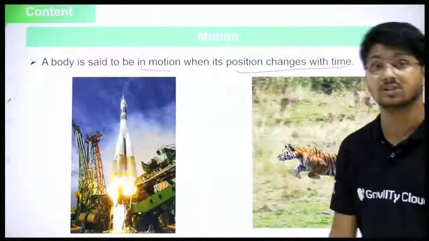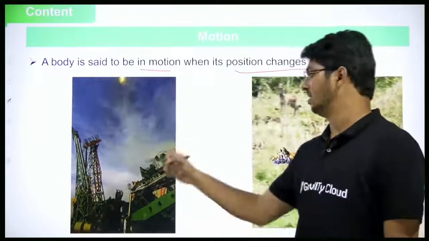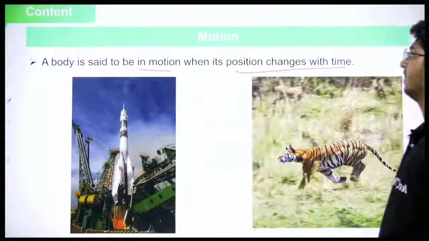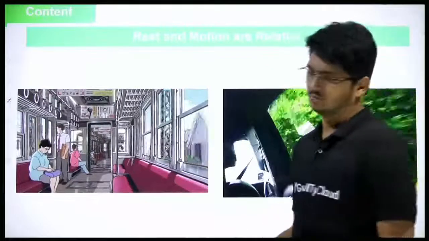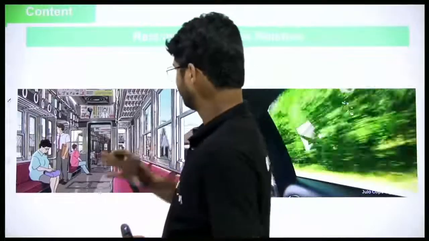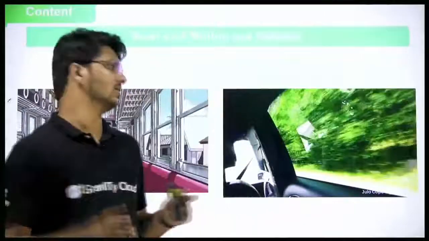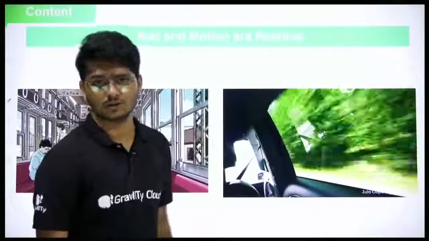And that rocket is moving because its position is changing. Its position is changing. Got it? And again, now you understood what motion is. Now at times, you can look at this here, a very interesting animation. Or you can look at this. This is what you notice, or what every one of us would have noticed.